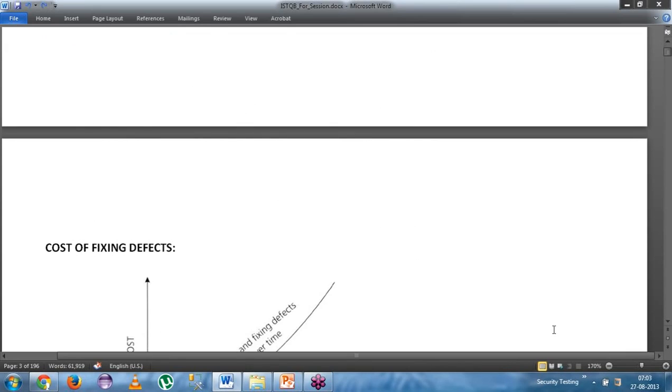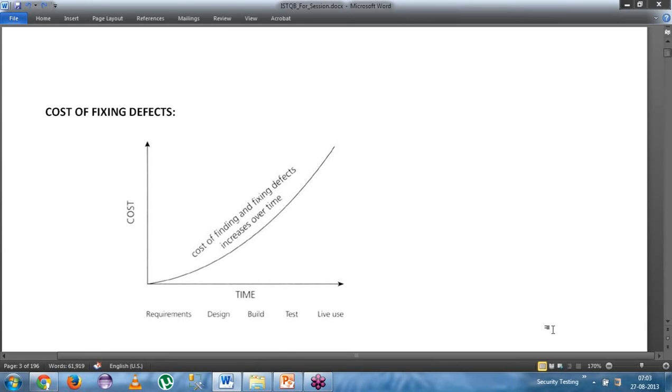So what is the effect? The effect is how much more money you need to shell out to fix your problems. You can see in this graph, it is exponentially increasing. Your cost of fixing the defects increases over time. For example, if it is during the testing process, how much effort you need to put in. If it is during the build process, how much. If it's during the design process, how much it costs. Or if it's during the requirement itself, how much it costs.